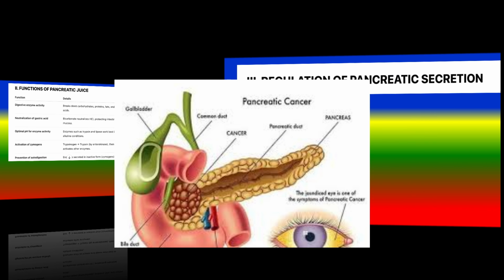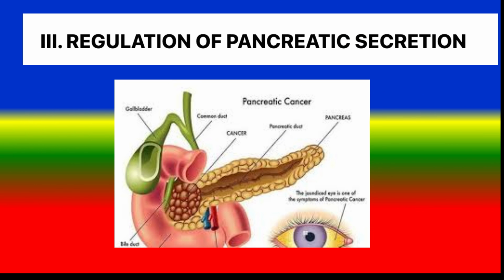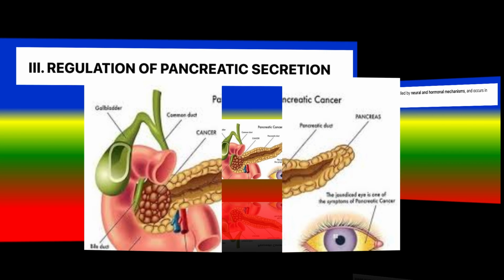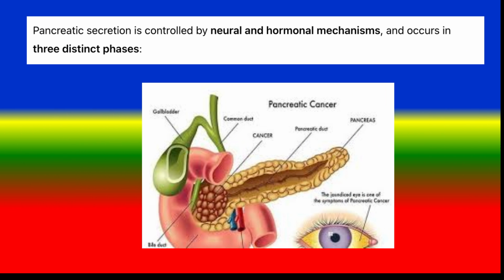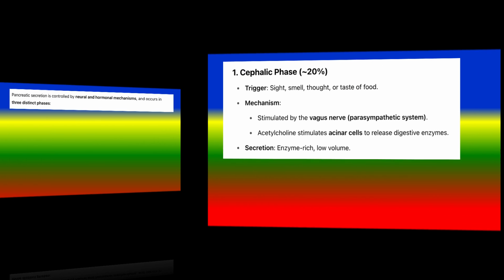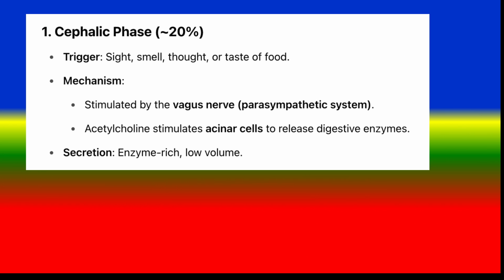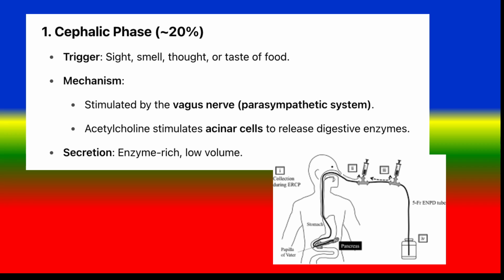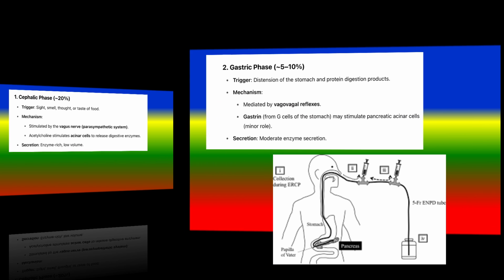3. Regulation of pancreatic secretion. Pancreatic secretion is controlled by neural and hormonal mechanisms and occurs in 3 distinct phases. 1. Cephalic phase, 20%. Trigger: sight, smell, thought, or taste of food. Mechanism: stimulated by the vagus nerve, parasympathetic system. Acetylcholine stimulates acinar cells to release digestive enzymes. Secretion: enzyme-rich, low volume.